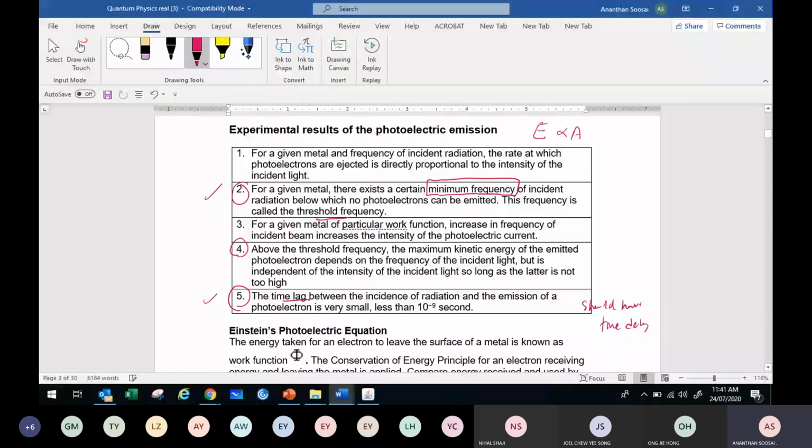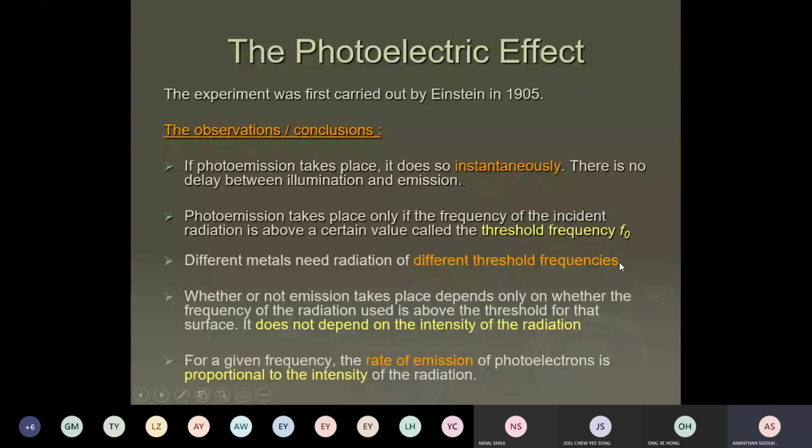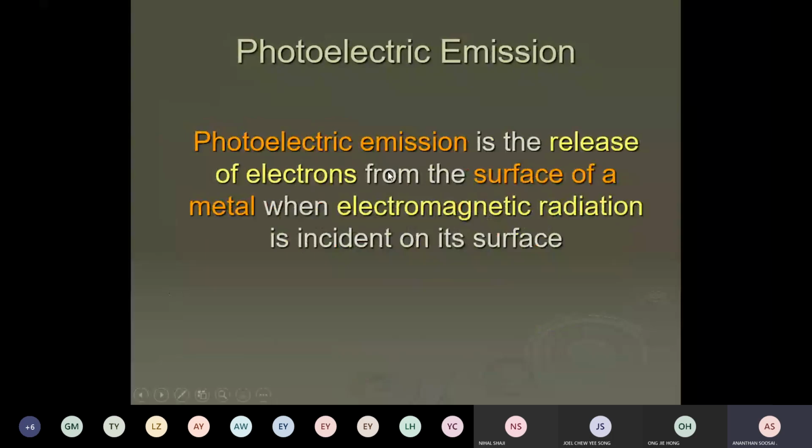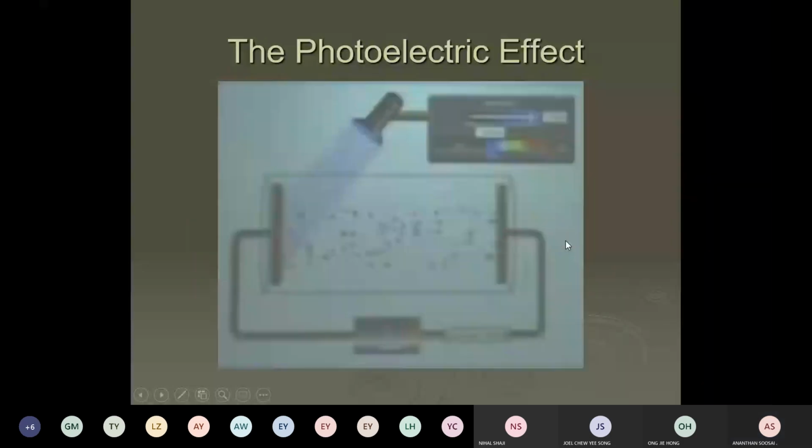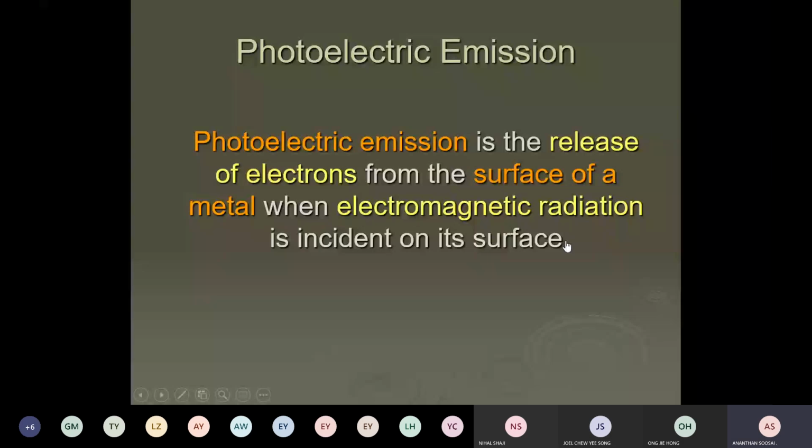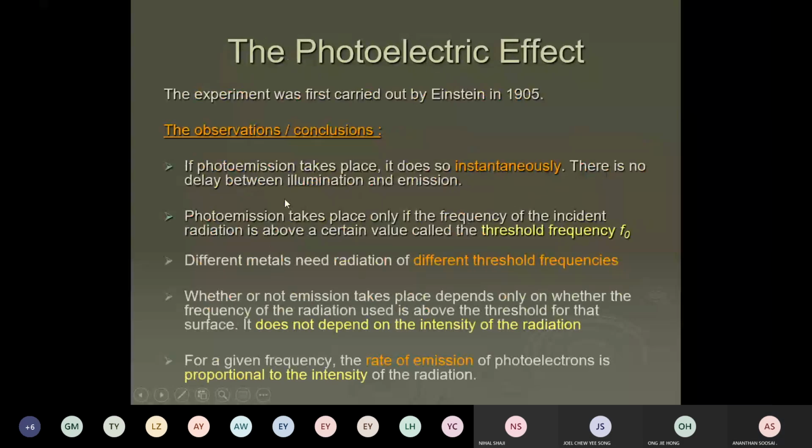So, photoelectric effect. What is photoelectric emission? It is the release of electrons from a metal surface when electromagnetic radiation is incident on its surface. The photoelectric effect was a big problem in the science world because all the outcomes were against the wave idea of light. Why is it against? The three I told you. The release of electrons was instantaneous, while wave thought should have a delay. Existence of a threshold frequency, while wave thought says any frequency can release electrons, because energy has nothing to do with frequency, something to do with amplitude.